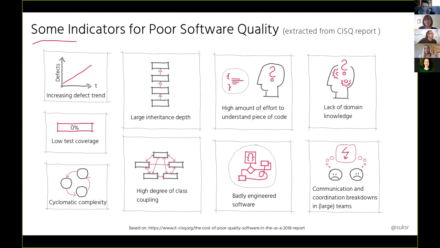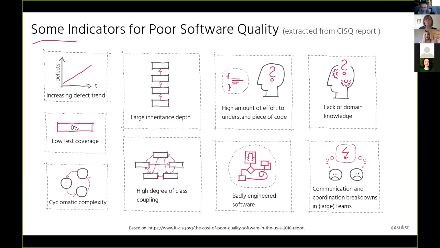There are not really very easy indicators, or simple measures, for poor software quality. Instead, there are some metrics that could be used as indicators for poor software quality. So an increased defect trend over time, low test coverage, cyclomatic complexity, or a significant depth of inheritance, high degree of class coupling could be some potential indicators for subpar code.